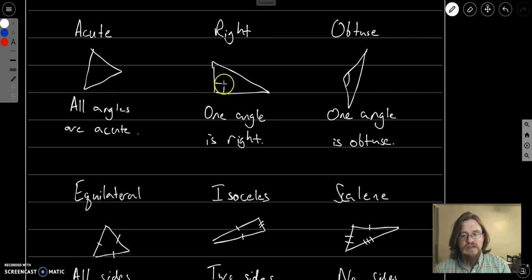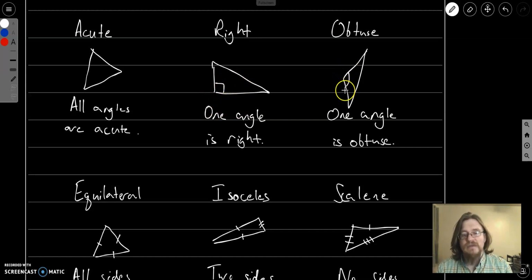A right triangle is any triangle that has one angle that is a right angle. It is impossible for a triangle to have two right angles because both those angles are 90 degrees, and that adds up to 180. So what can the third angle be? 0? Well, that's not even an angle. So there can only be one right angle in a triangle.